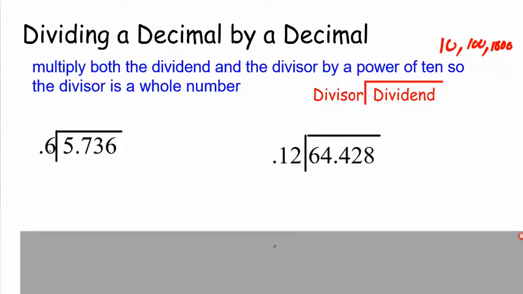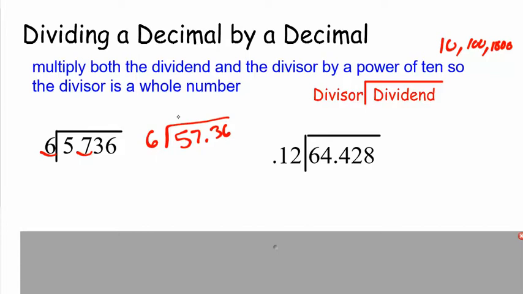So in this case, I need to move the decimal one place. So that means I'm multiplying by 10. If I move the decimal one place, I'm multiplying by 10. So however many places I need to move the decimal here, I have to do the same thing here. So then my new problem just becomes 557.36 divided by 6. So it's just a whole number now. So now I'm just dividing like I had done before. All right, so let's just go ahead and divide.